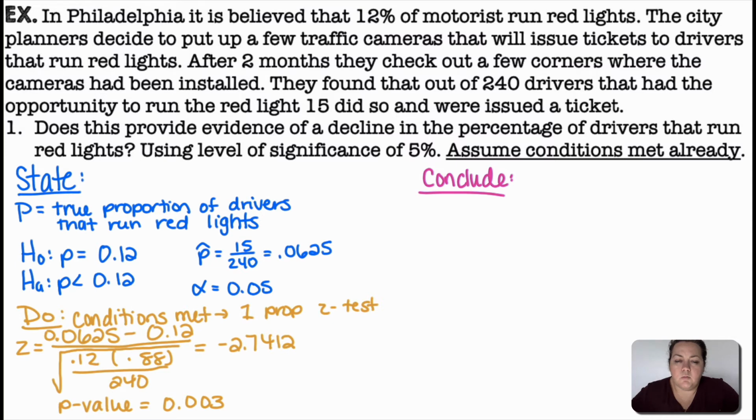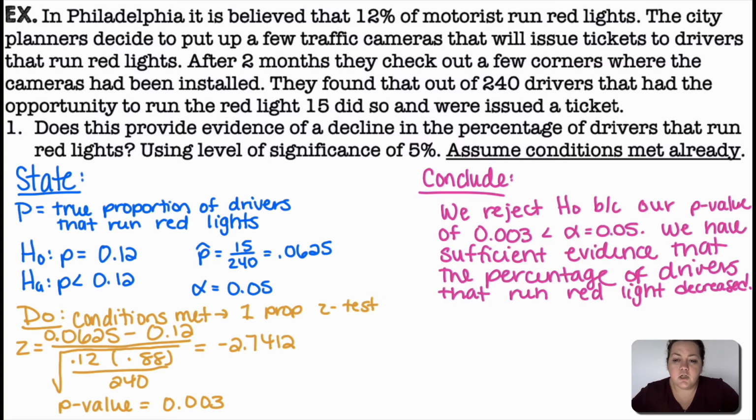Ideally, we would draw our normal curve, shade it, label it, have the formula without numbers plugged in, all of the things. All right, our conclusion here would be we reject the null hypothesis because our p-value of 0.003 is less than our alpha value of 0.05. We have sufficient evidence that the percentage of drivers that run red lights decreased. All right. In other words, adding the traffic light cameras, it worked.